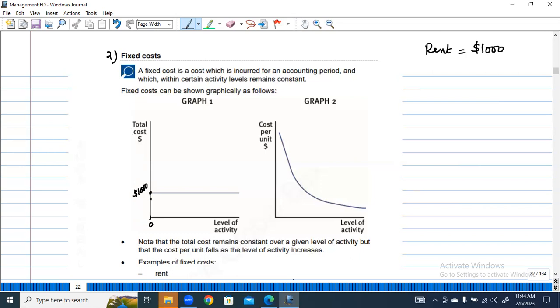So this cost is what? This cost is a fixed cost. Now fixed cost per unit declines. The fixed cost per unit graph is like this, the downward curved shape graph.